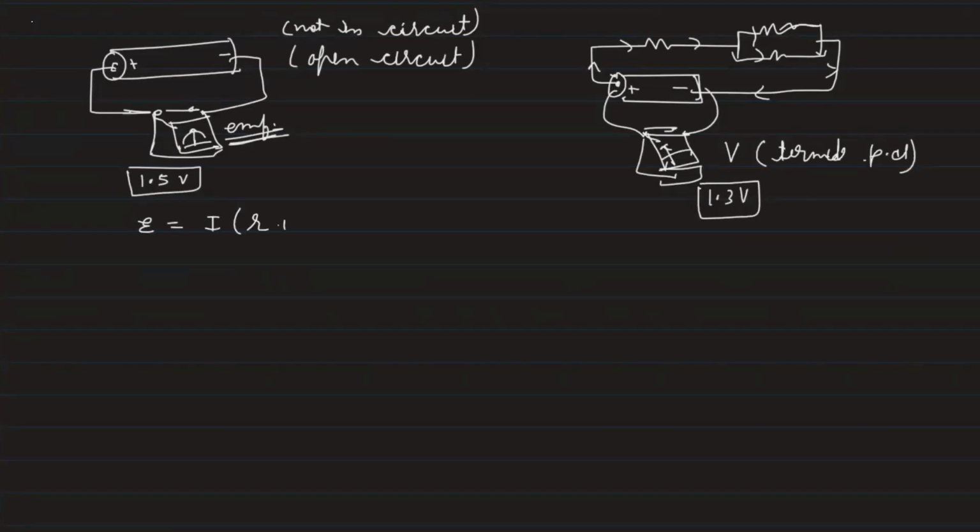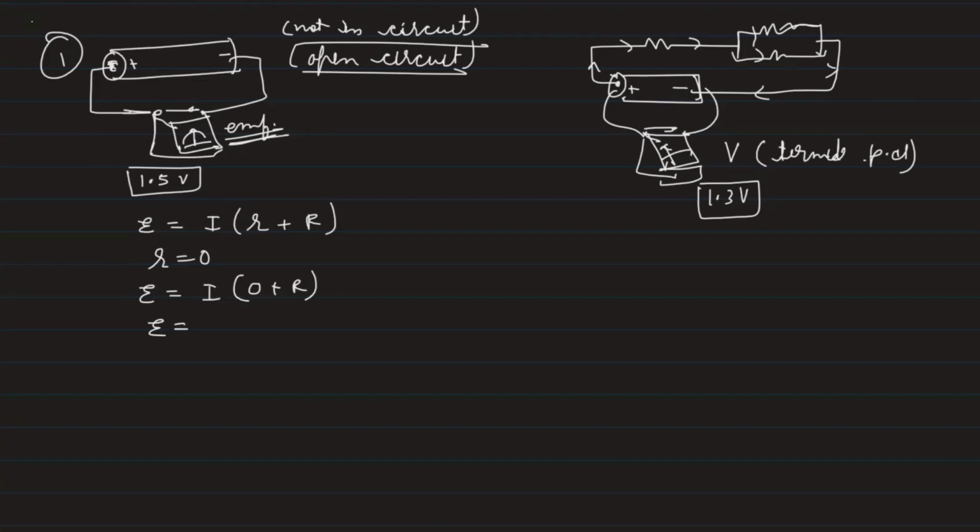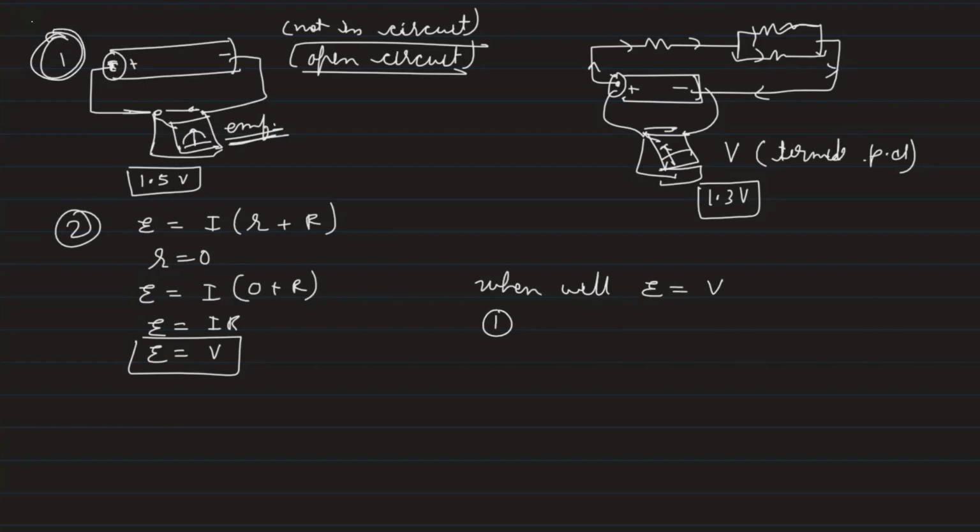But there's one more way EMF and terminal potential difference can be the same. This is one way, in an open circuit, where EMF is equal to V. If small r is zero, that means the cell does not offer any internal resistance, then E is equal to IR, that is E is equal to V. So this answers the question, when will EMF be equal to terminal potential difference? The first, when the cell is in open circuit and no current is drawn, then the potential difference between the terminals of the cell will be equal to the EMF. And the second is when there is no internal resistance offered by the cell.